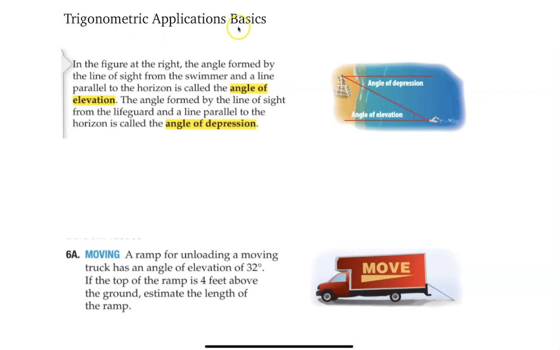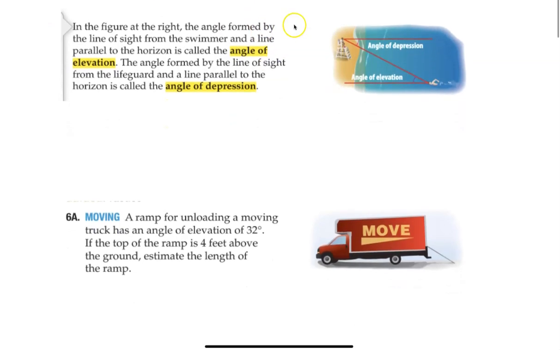Trigonometric applications. So we're going to do some examples of how to apply trigonometry to everyday problems. The first thing we have to know is angle of elevation and angle of depression. This visual here kind of helps, but the general idea is it has to come from a horizontal line. So you draw a horizontal line. Here's my horizontal line. A line above that would be the angle of elevation.